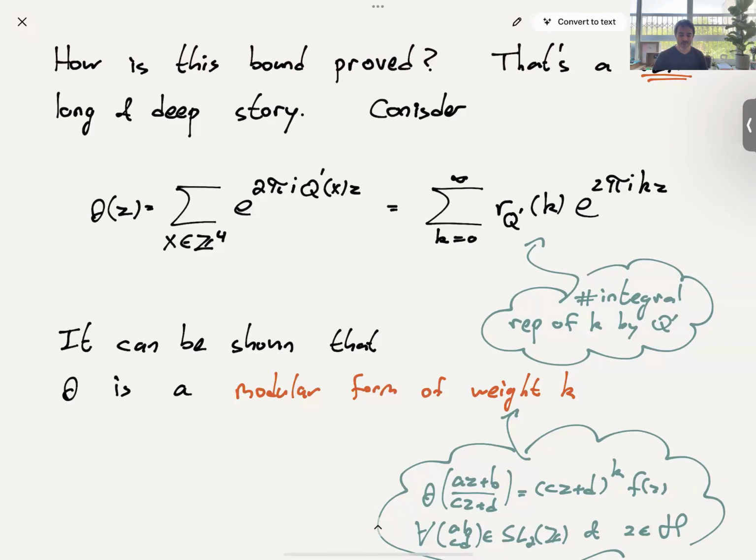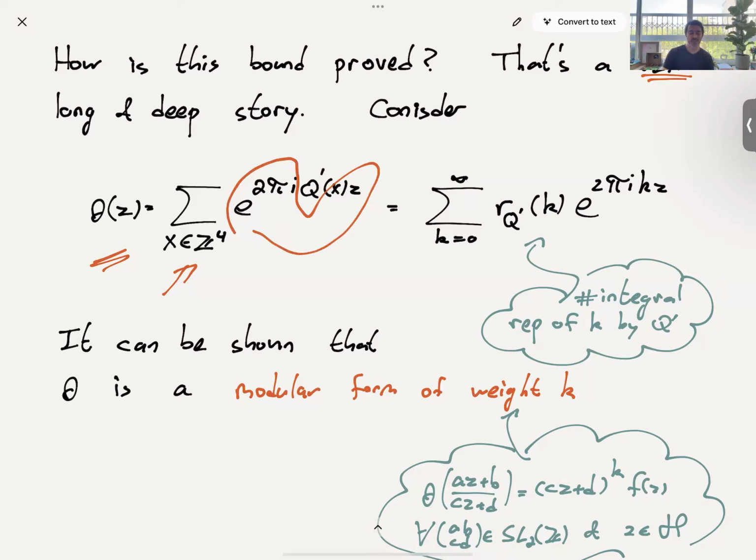So it turns out that in order to prove this bound, what you need to do is the following. Let's consider this theta of z function. You sum over all 4-tuples, and you evaluate this Fourier-looking expression. This is a function of z.